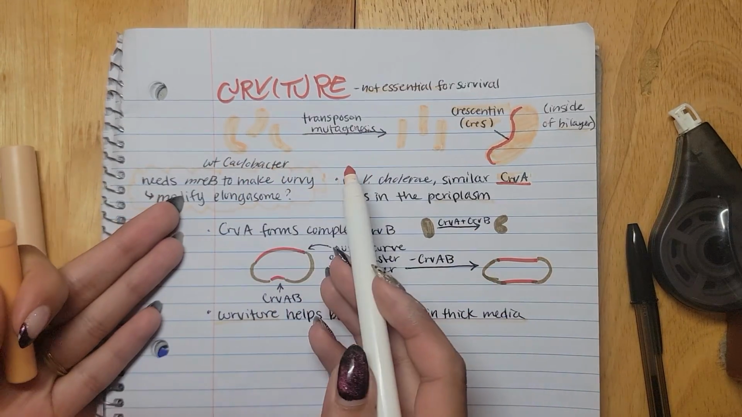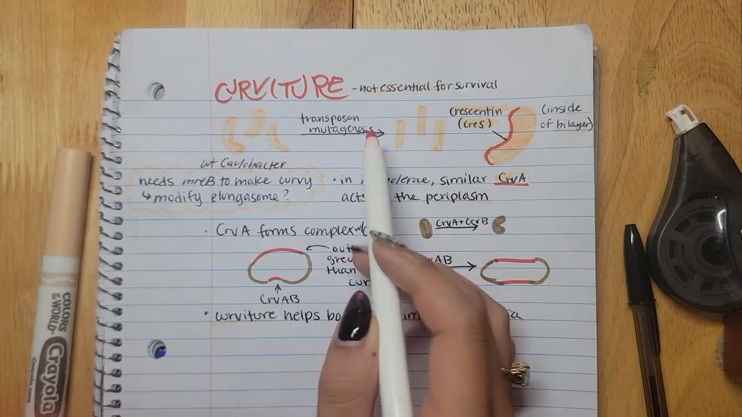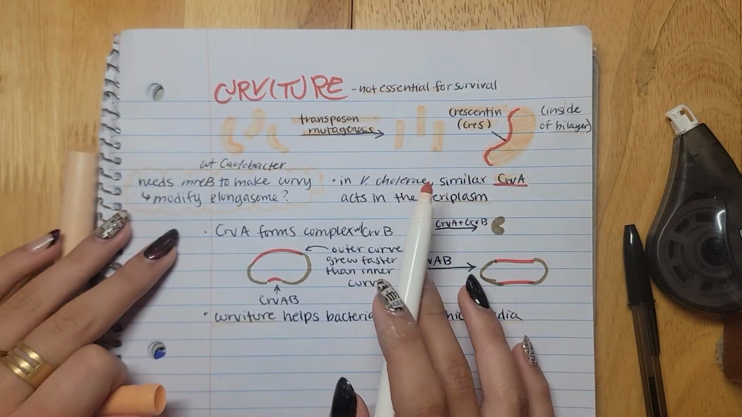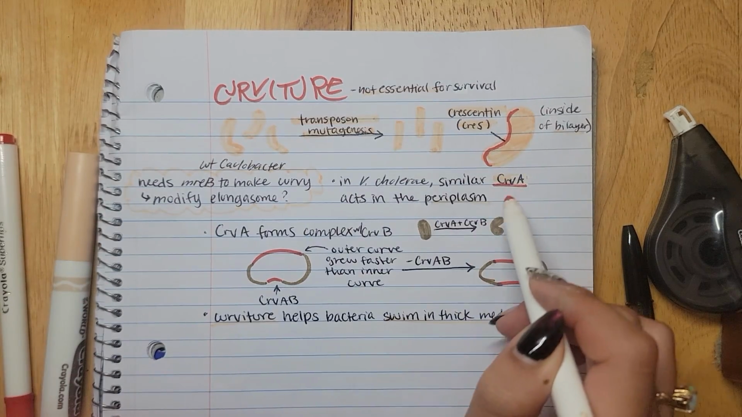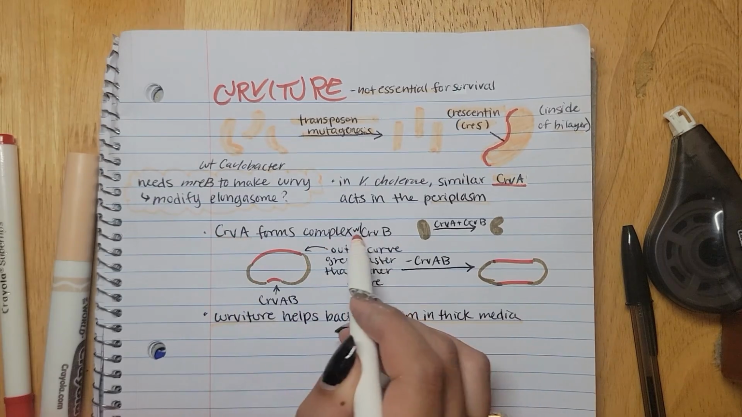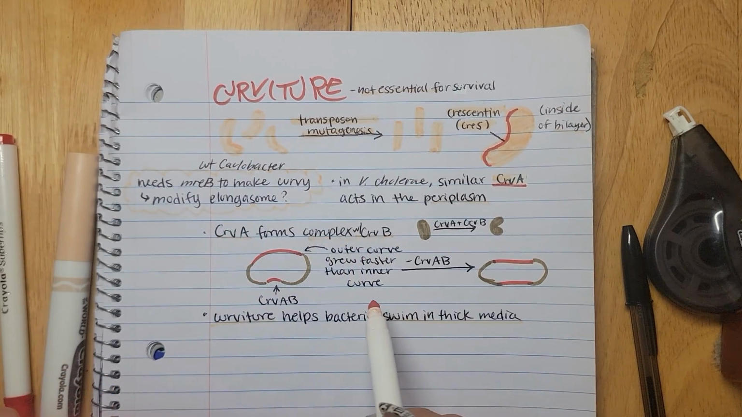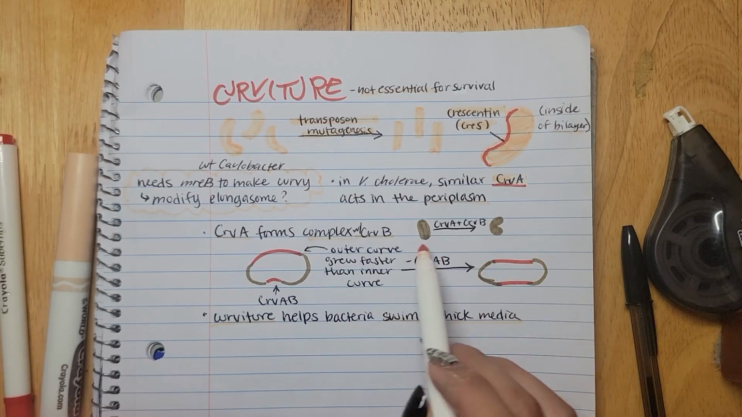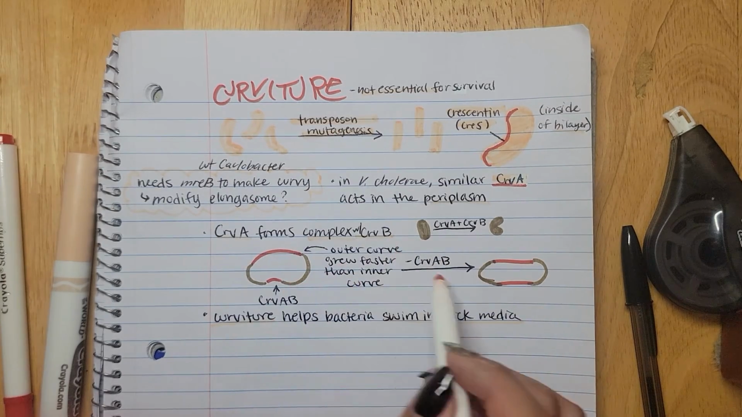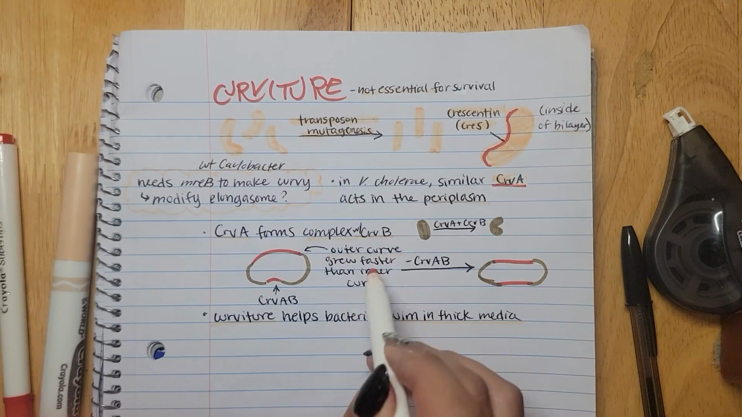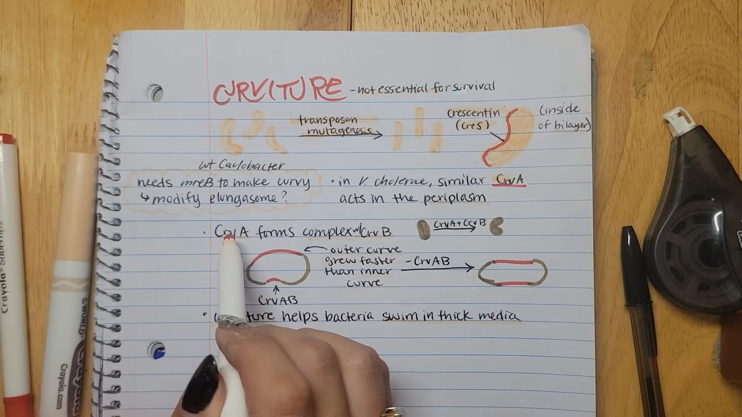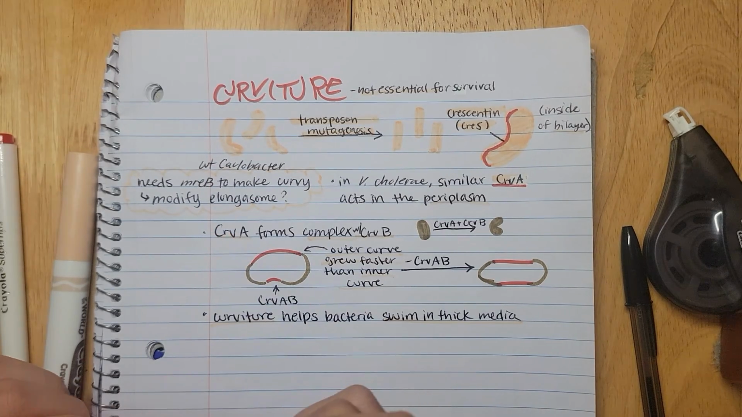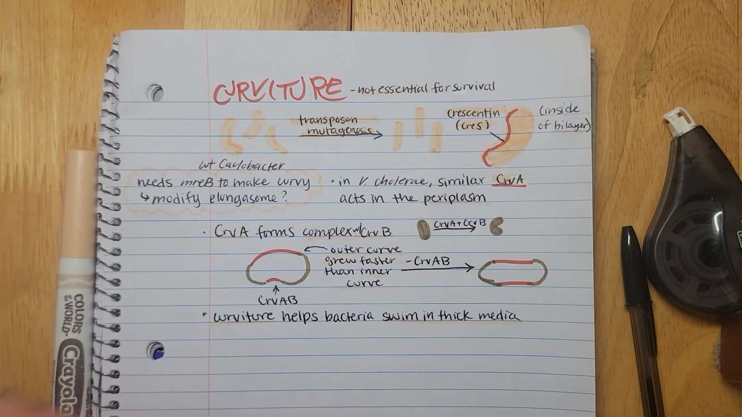And how do we find out about curvature? We found out about it by using transposon mutagenesis. Remember that? We found crescentin, which is on the inside of the bilayer, unlike CRVA, which is in the periplasm, and it makes a complex with CRVB, turns straight cells curvy, and without it, it makes curvy cells straight. The outer curve grew faster than the inner curve, and it interacts with MreB, and we think it has something to do with the elongasome.